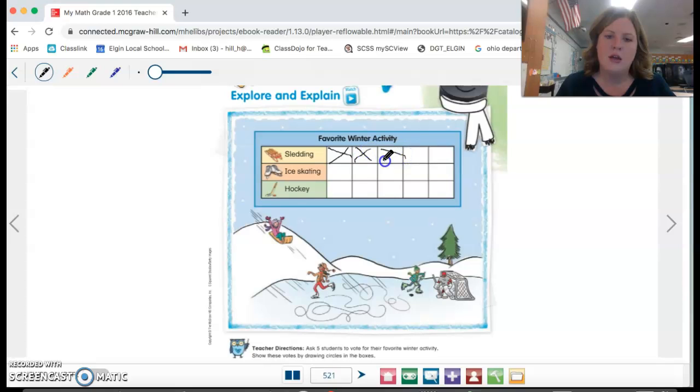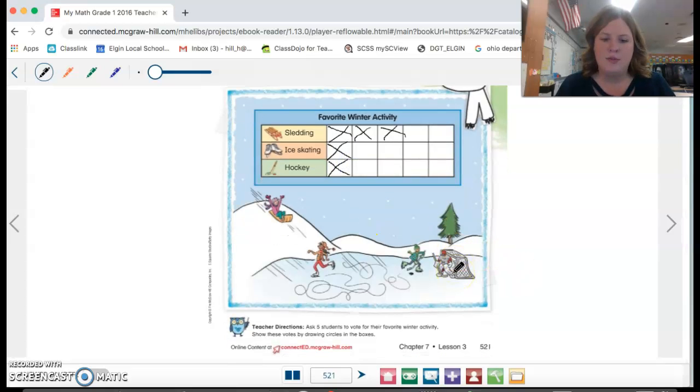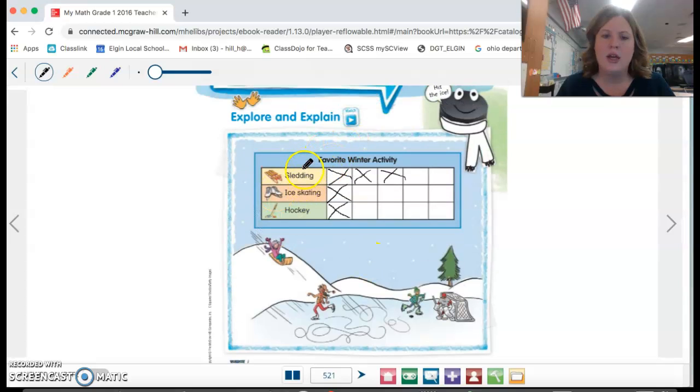Okay. And then I had another student say that he loved to go ice skating. So we're going to put 1 X in the box for ice skating. And then another student said that they like to do hockey. So 1 X in the box for hockey. All right. So obviously, who won? Did sledding win, ice skating, or hockey? So look for the one that has the most votes and circle that one.